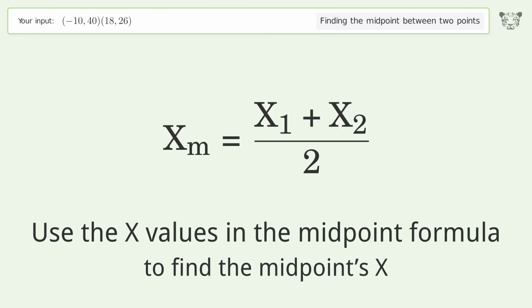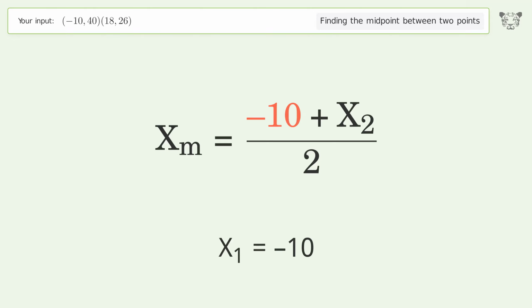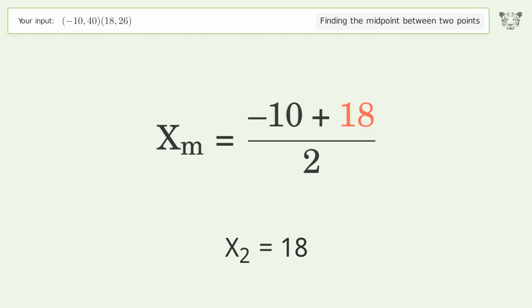Use the x values in the midpoint formula to find the midpoint's x. x1 equals -10. x2 equals 18. Simplify the arithmetic.